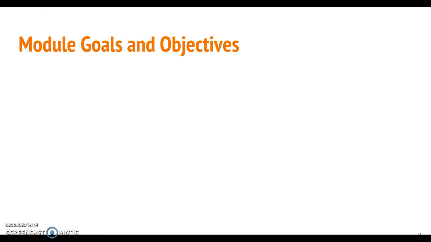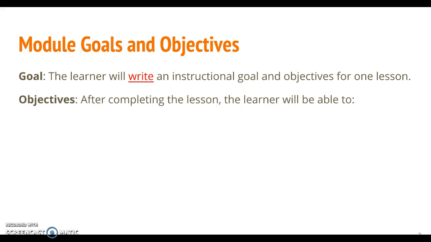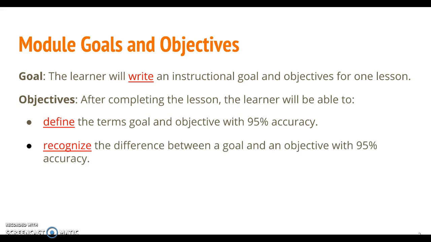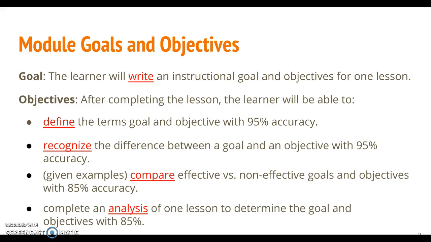First, the goal for this lesson is that you will write an instructional goal and objectives that will lead the learner to a specific goal for one lesson. The objectives that will get you to reach that goal are: you will be able to define the terms goal and objective with 95% accuracy. You will recognize the difference between a goal and an objective with 95% accuracy. Given examples, you will compare effective versus non-effective goals and objectives with 85% accuracy. Finally, you will complete an analysis of one lesson to determine the goal and objectives with 85% accuracy.